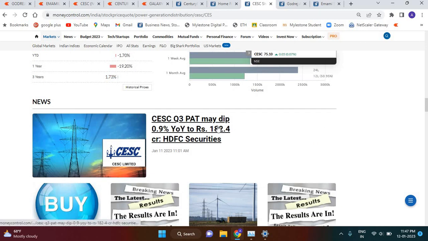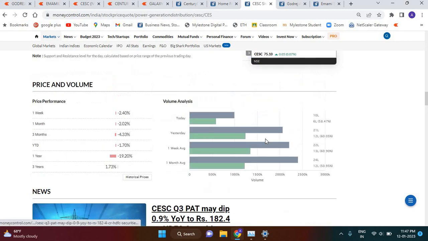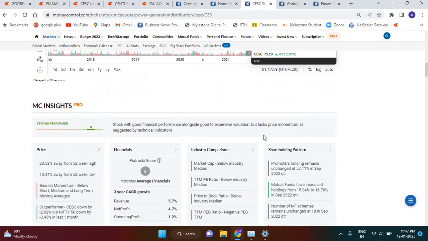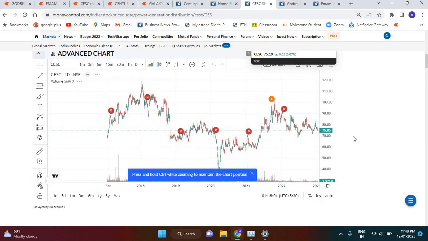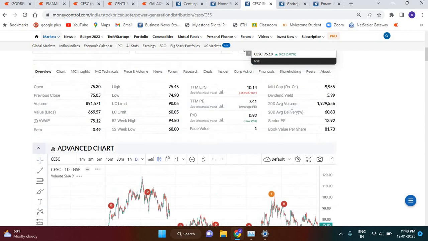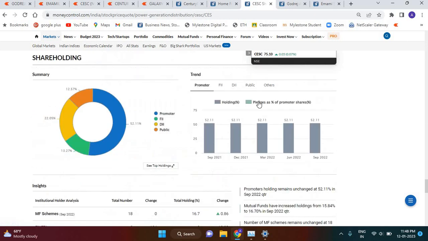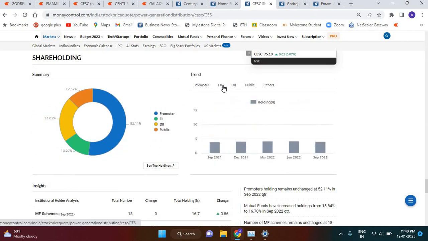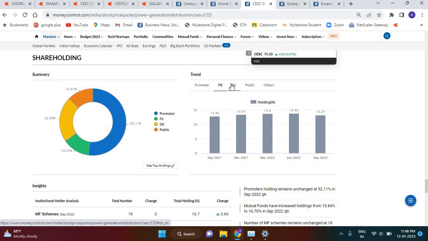Okay, so I have seen this may dip, which means this quarter may not be good, but it's not pretty bad. Slight dip in profitability. Let us look at the shareholding, 52%. Then a slight reduction. They have increased it here. So the shareholding looks good.